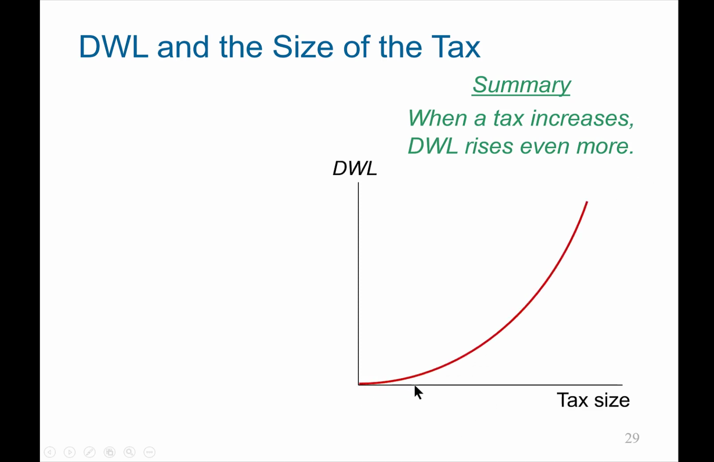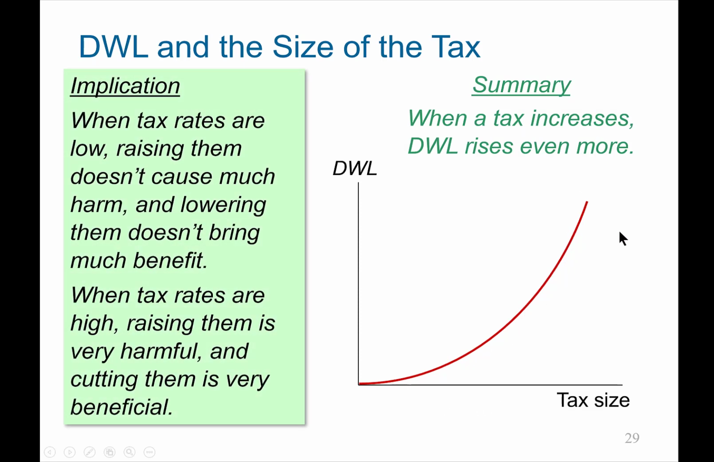So if we increase our tax, the slope of this, the rise in the deadweight loss, is actually increasing at an increasing rate, right? So the slope is getting steeper in this case. So when we impose a tax, we need to think about the implications on deadweight loss: the bigger that tax gets, the deadweight loss will not only double when you double the size of the tax, it will more than double.